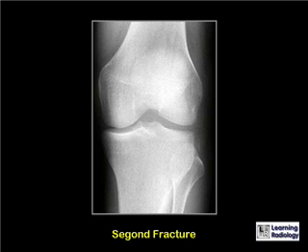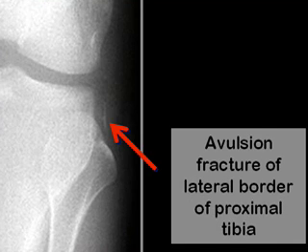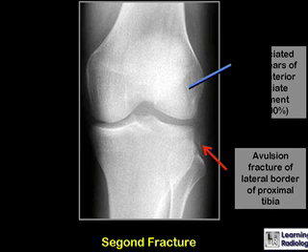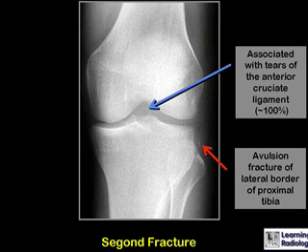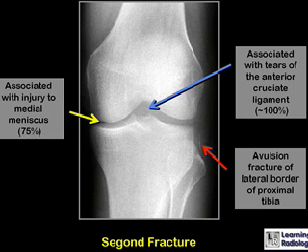Another bony clue to an underlying injury is a Segond fracture, which is an avulsion fracture of the lateral border of the proximal tibia. These are associated almost 100% of the time with tears of the anterior cruciate ligament and 75% of the time with injuries to the medial meniscus.